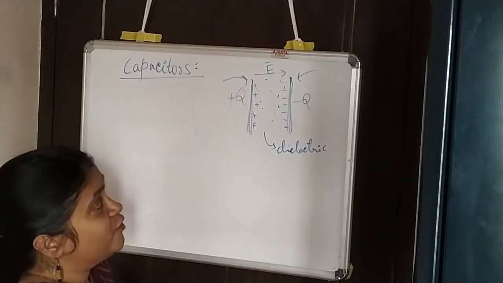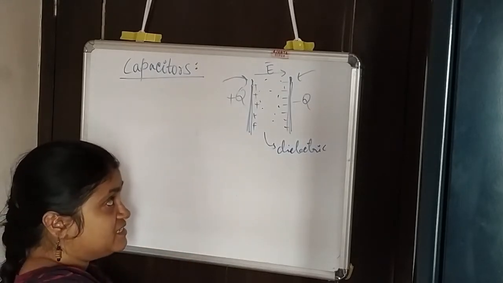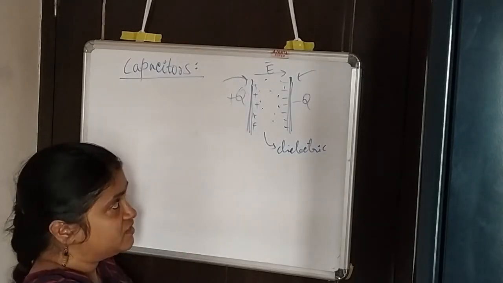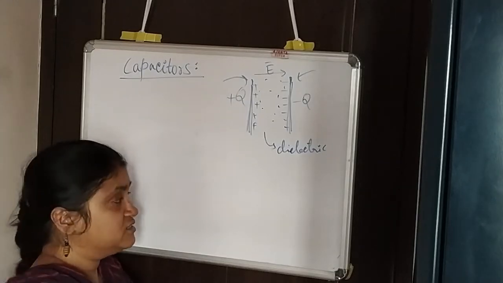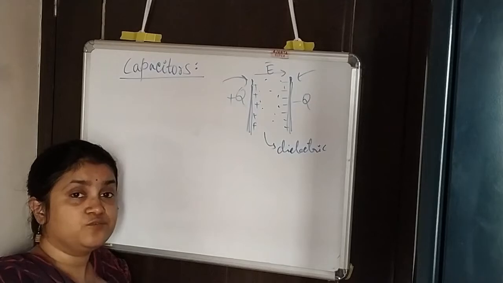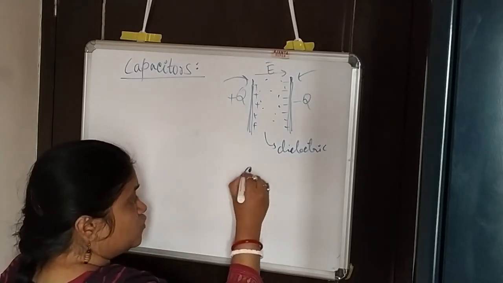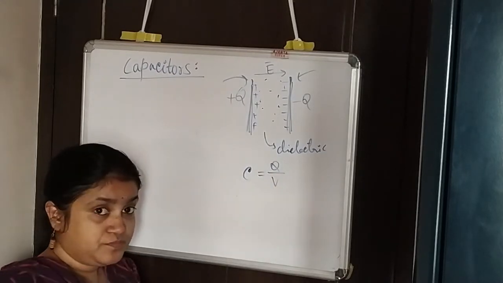Now, if I want to give more charge, or if I want to increase the capacity of such a capacitor, because generally every time we try to find a capacitor which can store more charges. So if I have to store more charge, I have to increase the capacitance of that capacitor. As we know, capacitance is equal to Q by V.